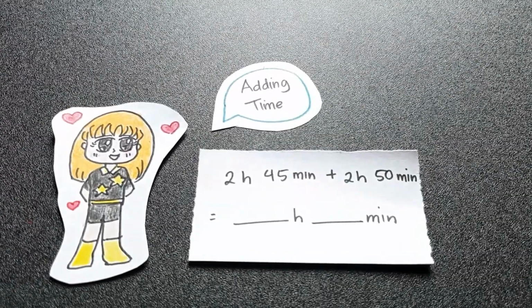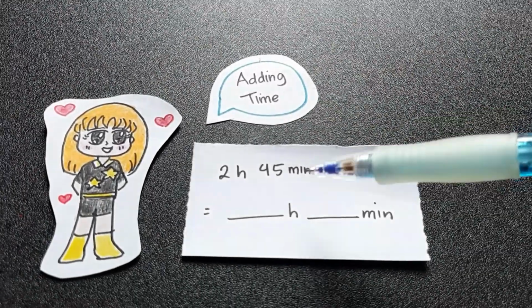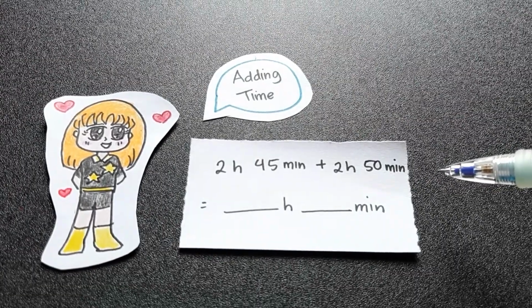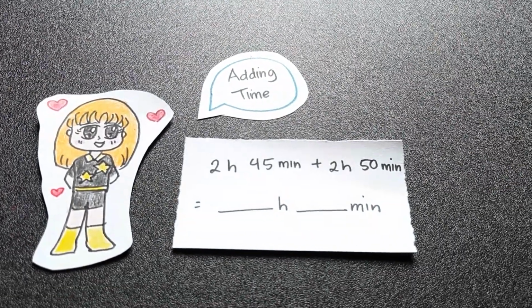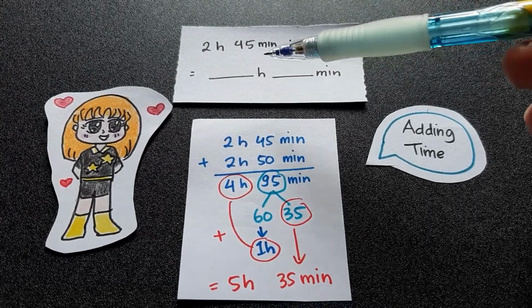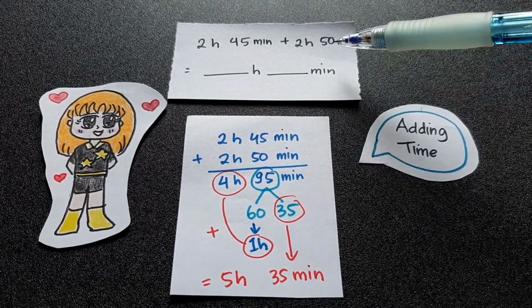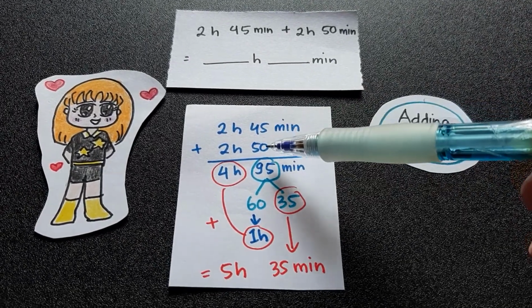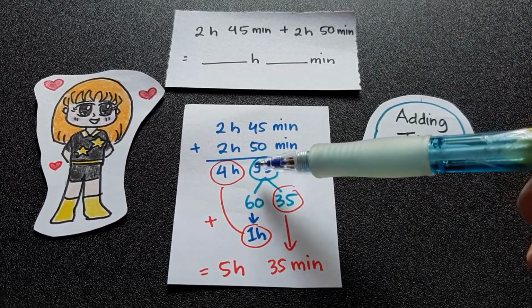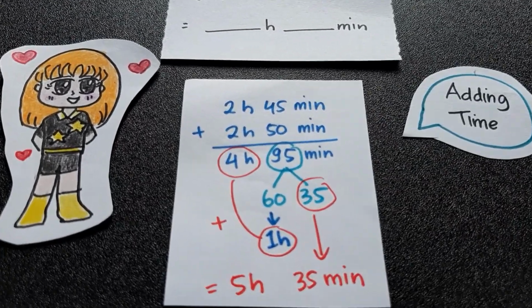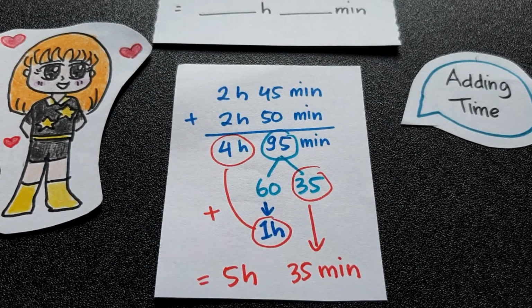Let's practice this kind of question then. 2 hours 45 minutes plus 2 hours and 50 minutes. Same thing, we are going to use counting time. Okay, I put it like this, 2 hours 45 minutes plus 2 hours and 50 minutes like this. 5 plus 0, 4 plus 5, you get 95. And then you have to pay attention, 95 is more than 60.